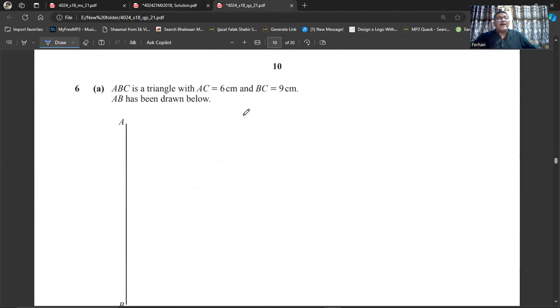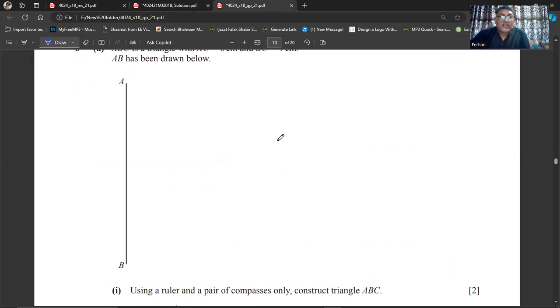Okay, so here we have question number 6. He says a part, the triangle ABC. So ABC is a triangle with AC equal to 6 centimeter and BC equal to 9 centimeter. The AB has been drawn below.